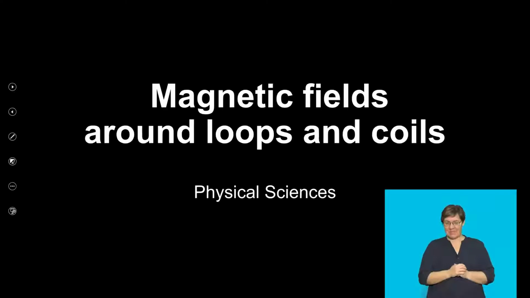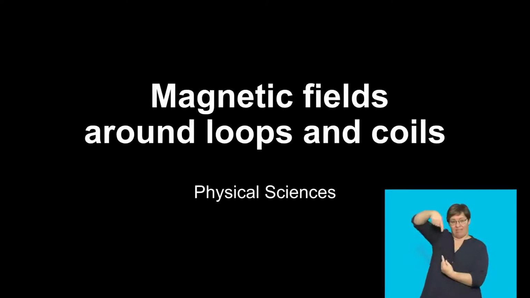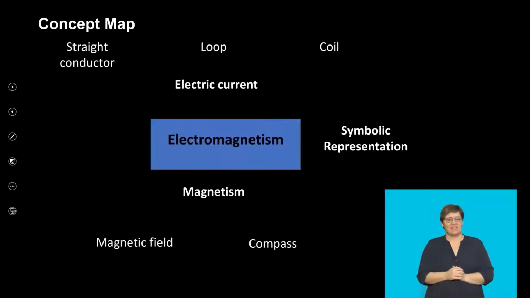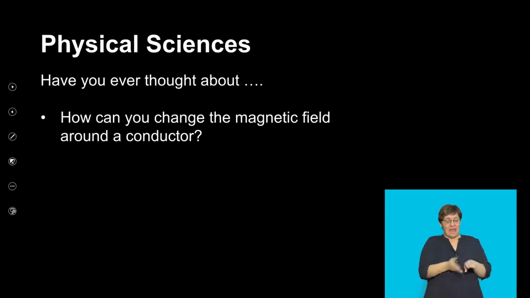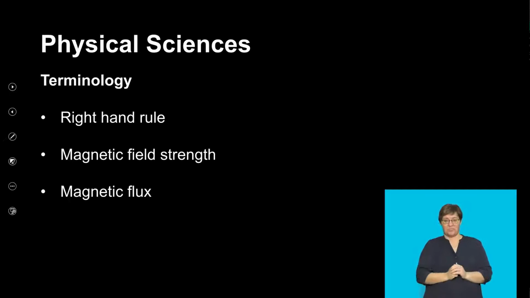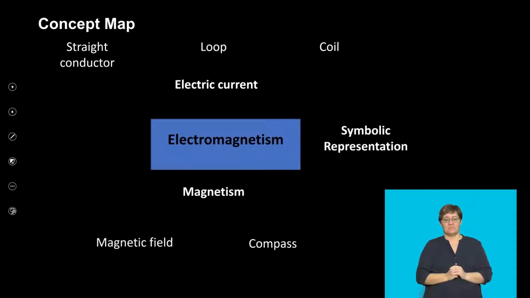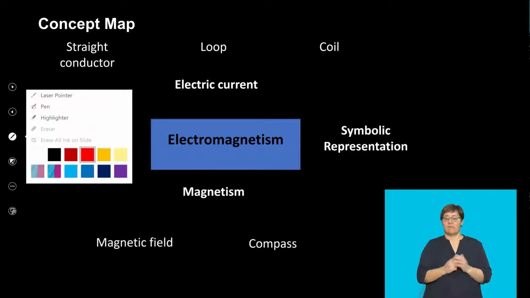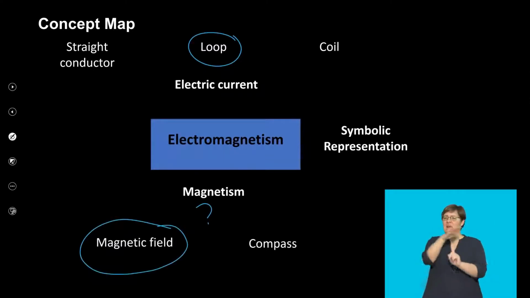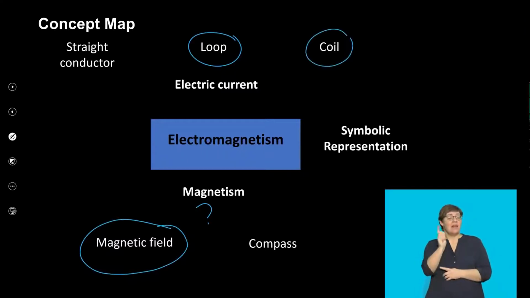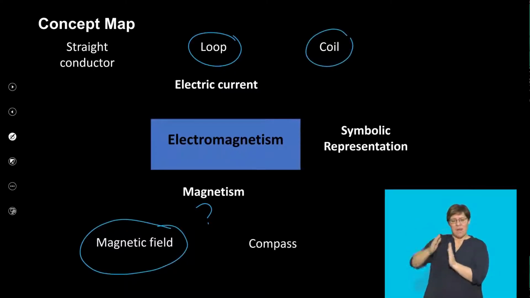So if you look here, magnetic field around a loop or around loops and coils. I wonder what that might be about. And so as we look over here, we're particularly looking at an electric current that passes through a loop. So the current passes through the loop, and we want to say, well, what's the magnetic field going to look like if it's passing through a loop? And later we'll look at a coil and say, what's the magnetic field that is around a coil?